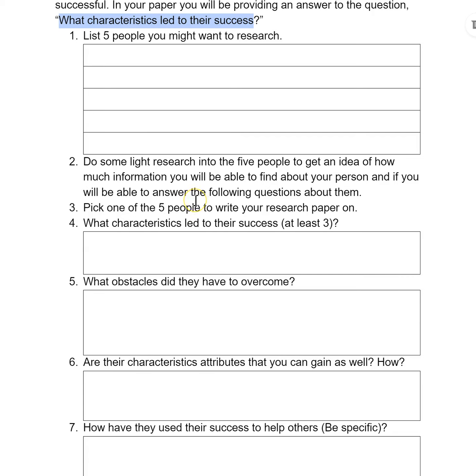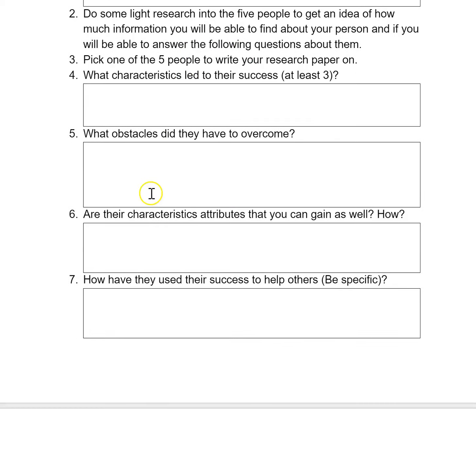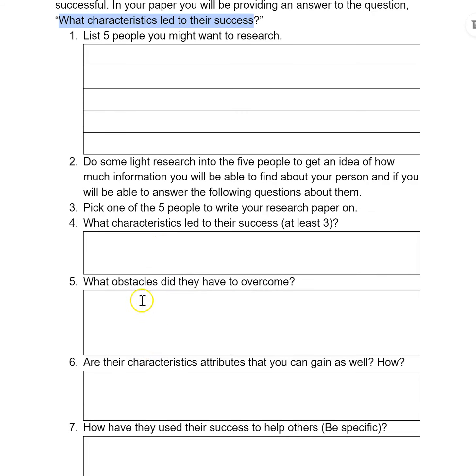And while you're reading about these people, you're going to want to look and see, can you answer these questions about them? Because if you can't, for example, if you come up to me and say, well, I chose this person, but they didn't have any obstacles to overcome, well, I'm going to tell you what my teachers told me and what their teachers told them before, and your parents' teachers probably told your parents at one point. If you can't answer one of the questions, choose a different person to do your research report on. Okay.